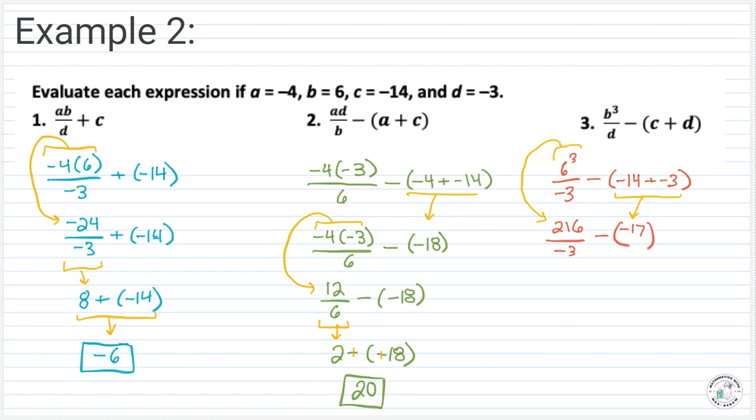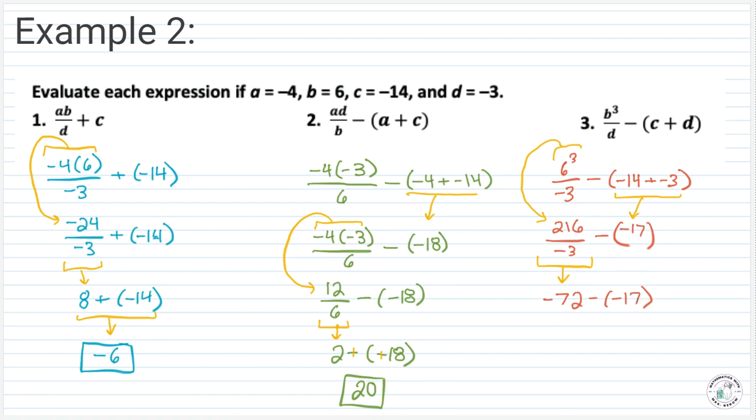So now we're going to go back and to the left here. So 216 divided by -3. So 216 divided by -3, that's going to be a negative, and in this case 72. And then we still have the subtracting -17 on the end there.